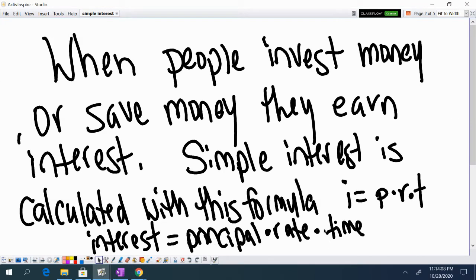So we're going to talk about simple interest. When people invest money, or when they save money, they earn interest, and it's calculated with the formula I equals P times R times T, where interest equals the principal times the rate times the time.